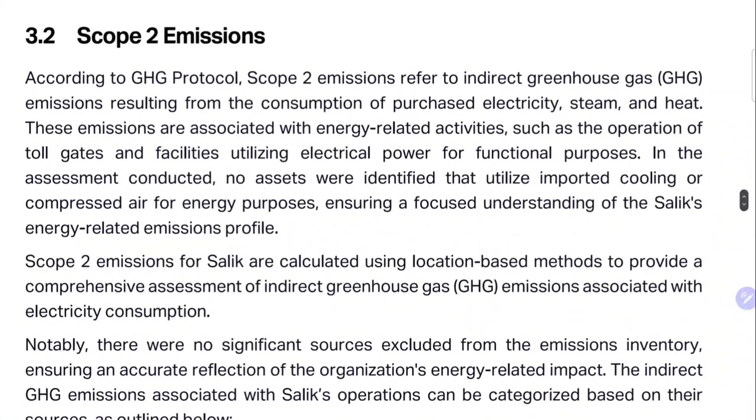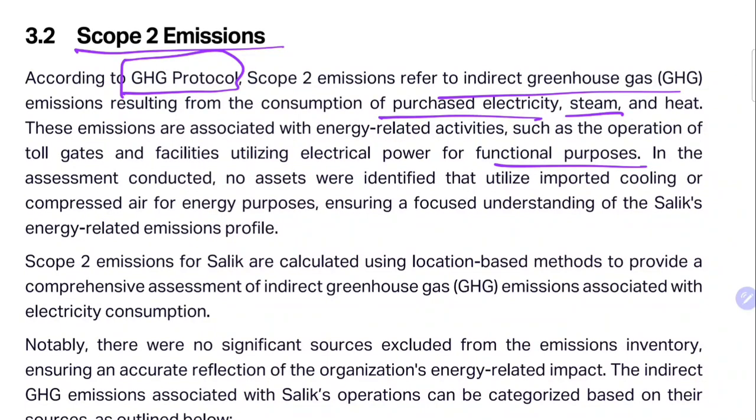Then we come to the scope 2 emissions covered in the report. According to the GHG Protocol, as we know, scope 2 emissions refer to indirect GHG emissions resulting from the consumption of purchased electricity, steam or heat. These are energy-related emissions. The operations of toll gate facilities utilize electrical power supply for functional purposes. In the assessment itself, no assets were identified that utilize imported cooling or compressed air for energy purposes, ensuring a focused understanding of Salik's energy-related emissions profile.